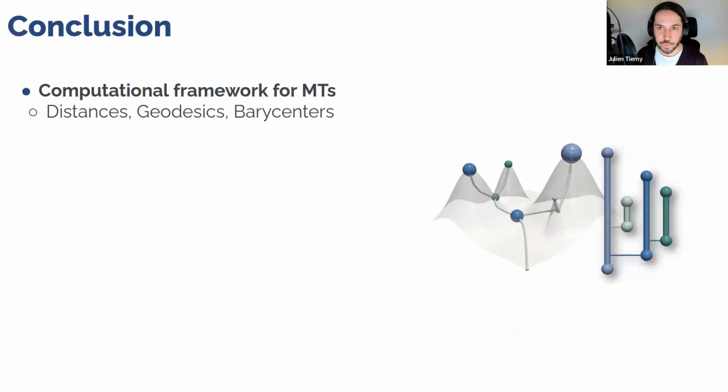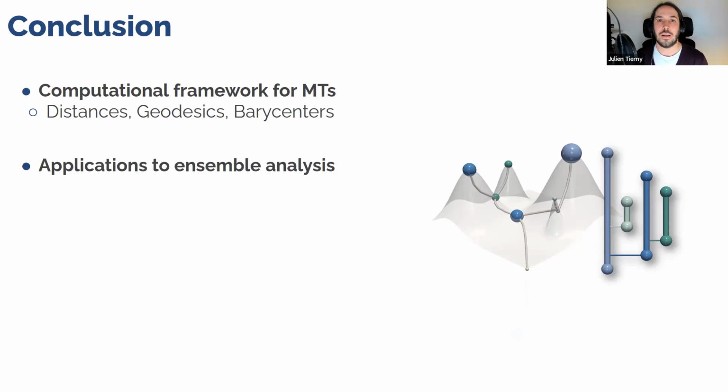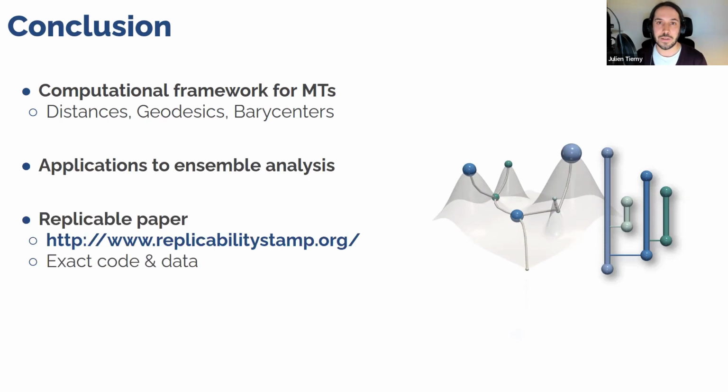Okay, so overall, we introduced a unified computational framework for a fast computation of distances between merge trees and geodesics and barycenters. We presented 3 applications of our work to ensemble data analysis, where we showed that this could be useful. And our paper got a replicability stamp. In short, it means that you can download the exact code and the exact data that we used for the manuscript, and you can reproduce our experiments. And this has been certified by independent reviewers of the replicability stamp initiative.